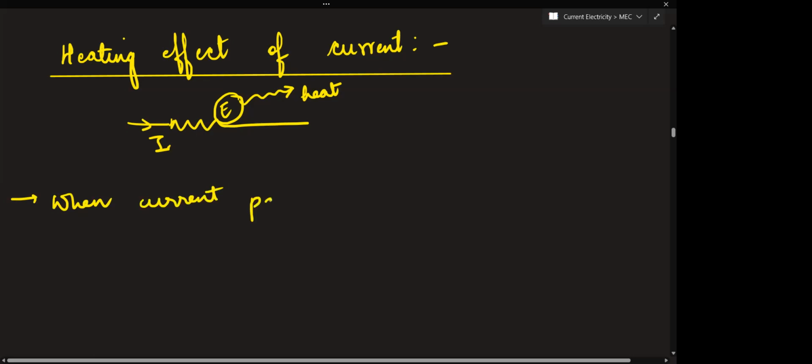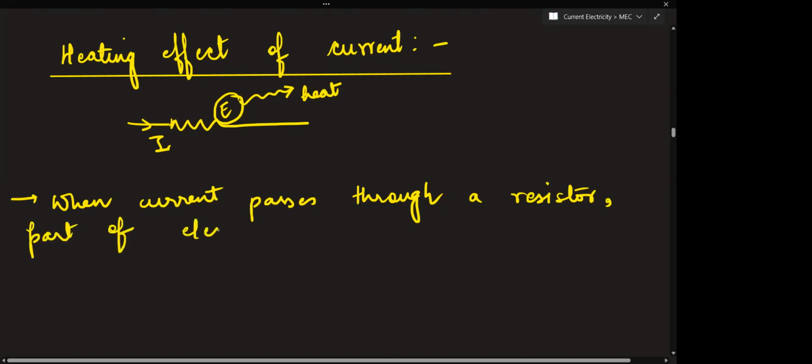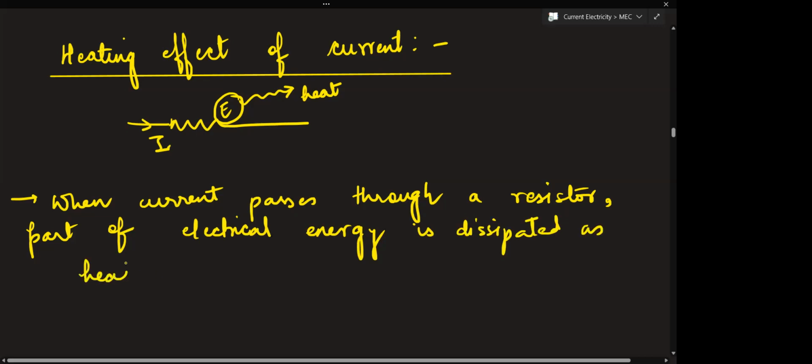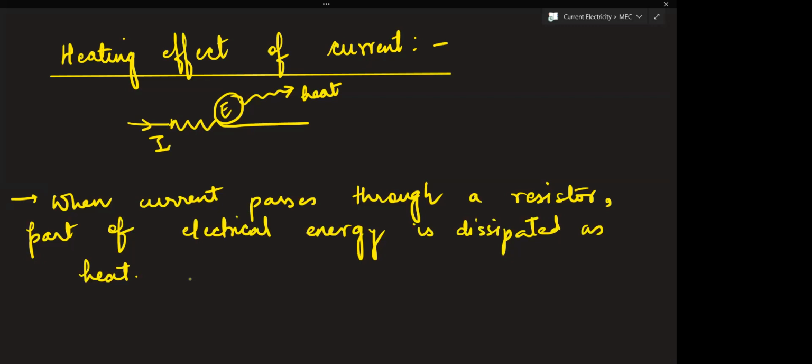When current passes through a resistor, part of the electrical energy is dissipated as heat.